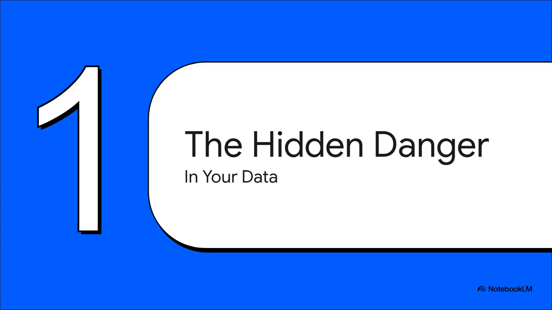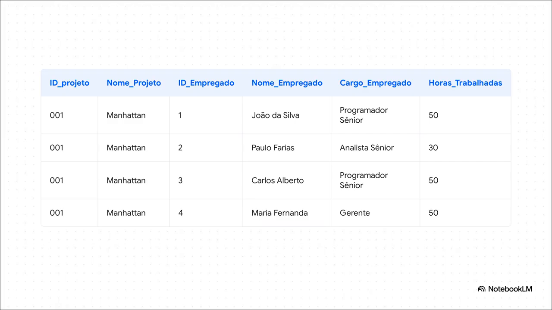Okay, so let's just dive right in with a real-world example. Imagine a software company, and they're tracking all their projects. Seems straightforward enough, right? But as you're about to see, one poorly designed table can cause some major headaches. So take a look at this. At first glance, this table seems perfectly fine.